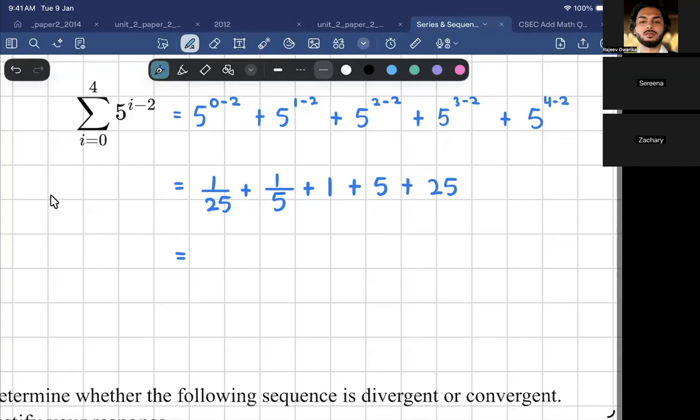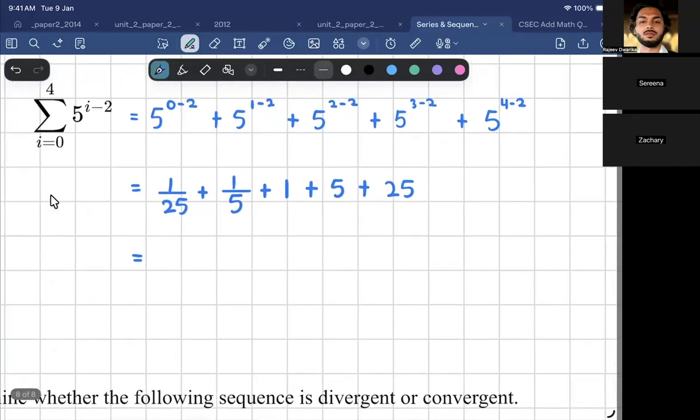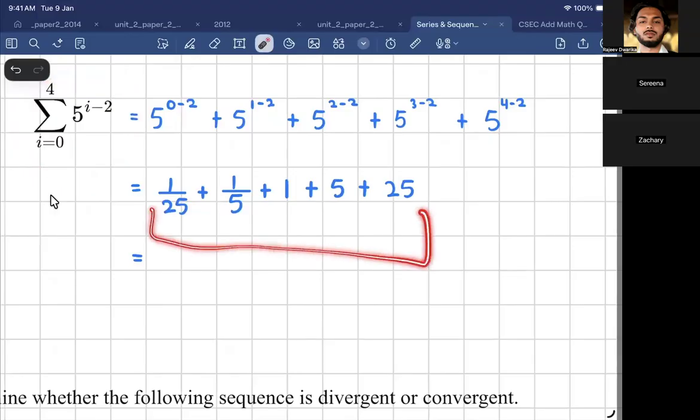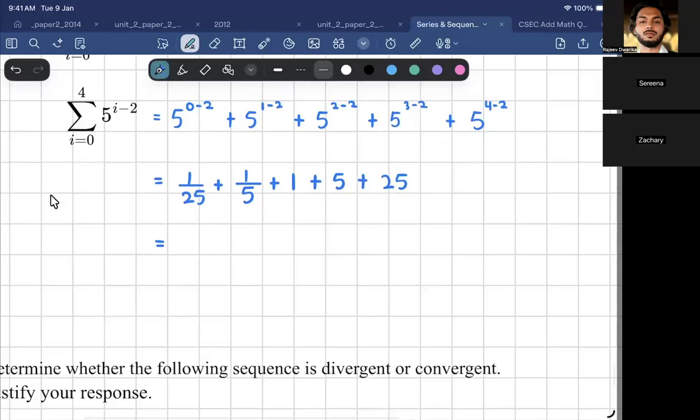But this over here is actually looking like a GP. And you can see it here when you write it like this. You can see that to get the next term, you're multiplying by 1 over 5. So plug that into the calculator for me and let me know what you get.